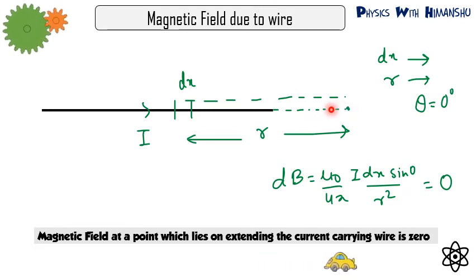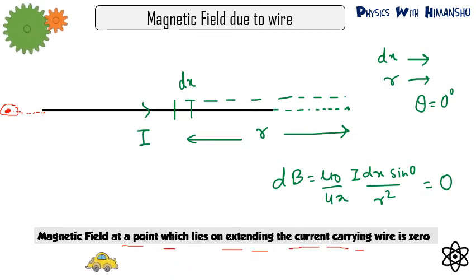So if the point is here, suppose the point is here, so at this point also the magnetic field will be 0, because if you extend the current carrying wire, then this point will be on this line. So magnetic field at a point which lies on extending the current carrying wire is 0.